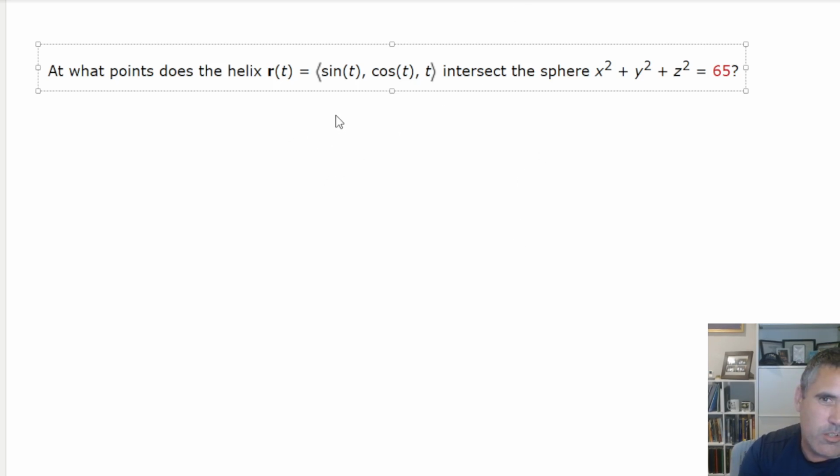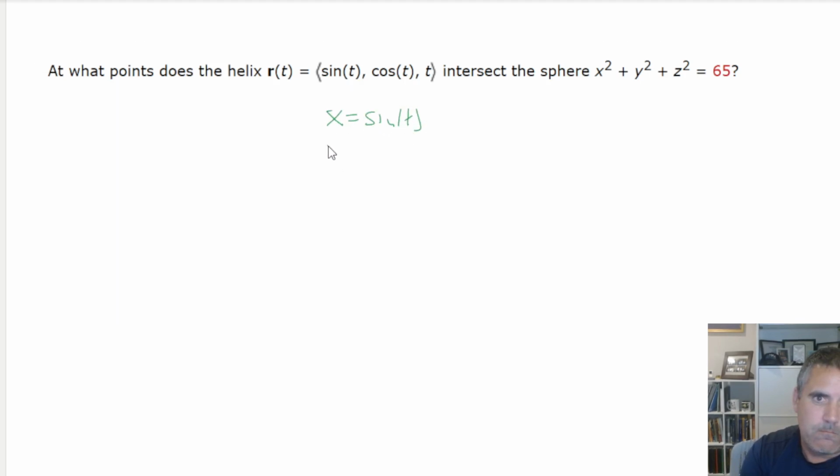This one, do I know how to start? It's an intersection. X is sine. Y is cosine. Z is t. Combine, solve for t.